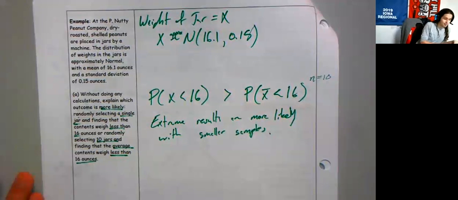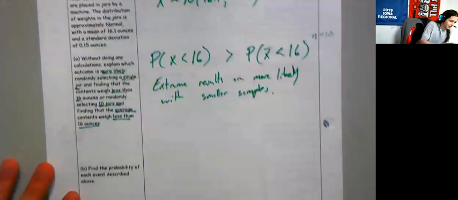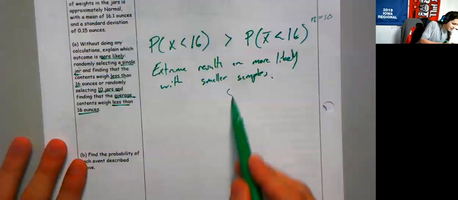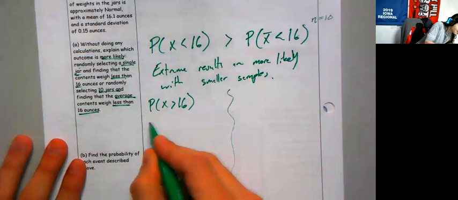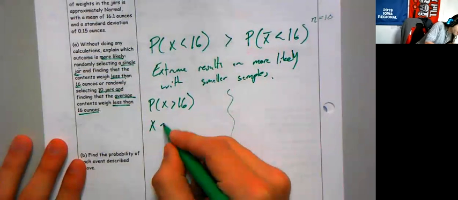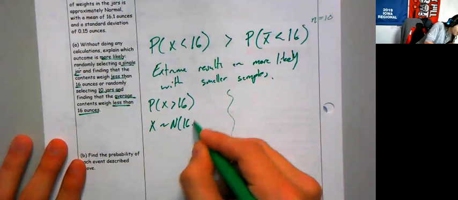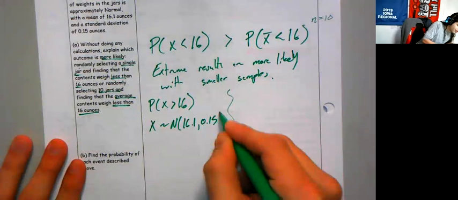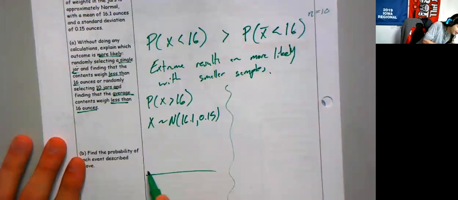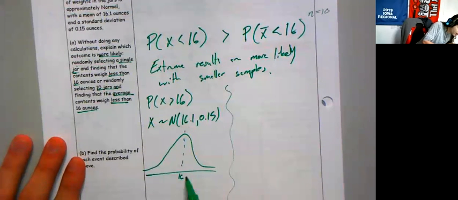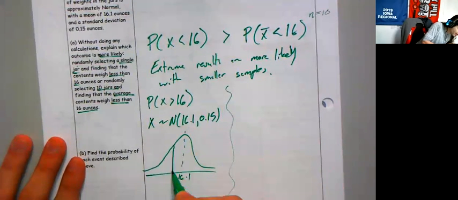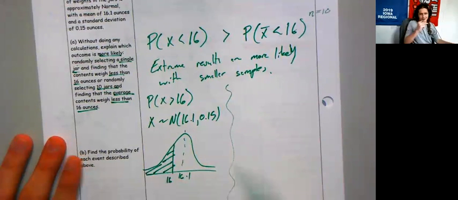Part B says find the probability of each event described above. Well, on the left, it's easy. The probability that X is less than 16, we already know how X is distributed. X is distributed normally with a mean of 16.1, standard deviation of 0.15. So you can say, oh, well, I know how to find those probabilities. 16.1, call 16 right there. We're finding that left area. How do you find that?